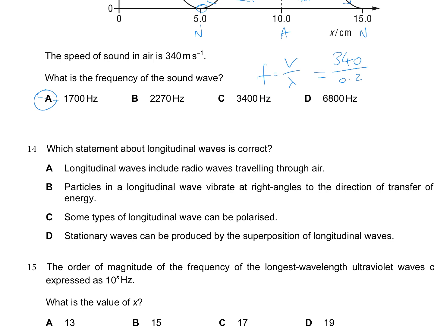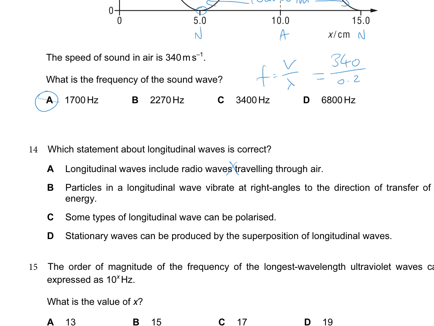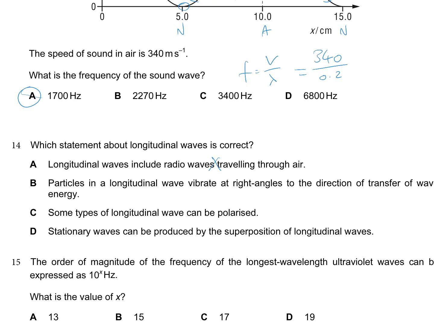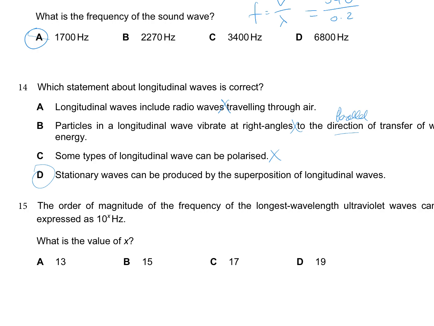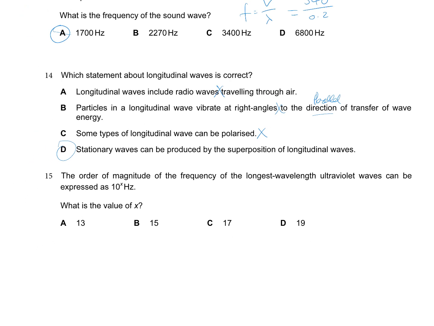Which statement about longitudinal waves is correct? So only one of these. Longitudinal waves include radio waves. No, they're trying to trick you there because you think sound is carried on radio waves. Radio waves are electromagnetic. Particles of longitudinal waves vibrate at right angles to the direction of travel. Nope, they vibrate parallel to it. That's describing transverse waves. Nope, no waves can be polarized. So the last one must be true. Stationary waves can be produced by the superposition of longitudinal waves. Yes, I mean the last question gives you a clue to that.